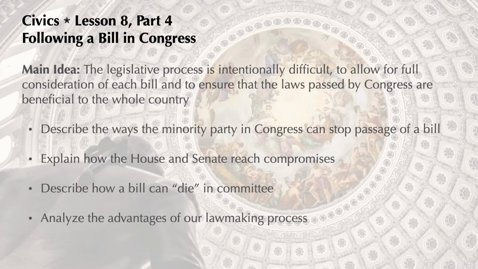The main idea behind this civics lesson is the legislative process is intentionally difficult to allow for full consideration of each bill and to ensure that the laws passed by Congress are beneficial to the whole country. With that in mind, by the end of watching this video, you'll be able to describe the ways the minority party in Congress can stop passage of a bill, explain how the House and Senate reach compromises, describe how a bill can die in committee, and analyze the advantages of our lawmaking process. Now that the outcomes for this lesson have been shared with you, let's get started.